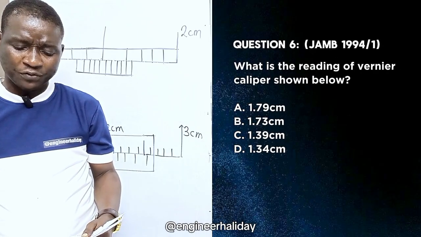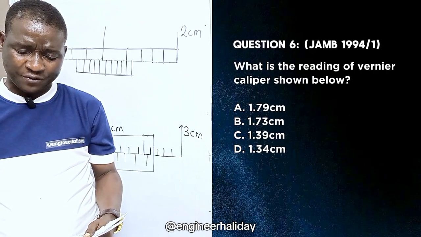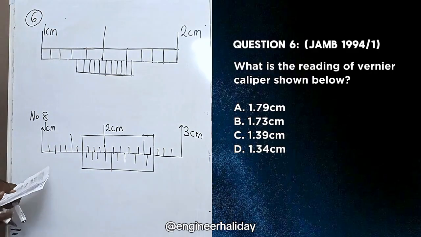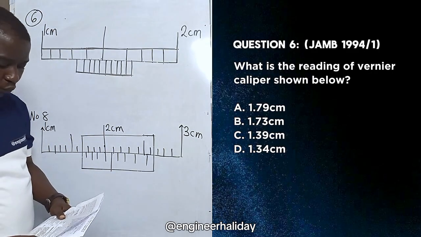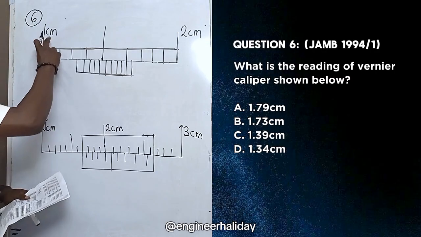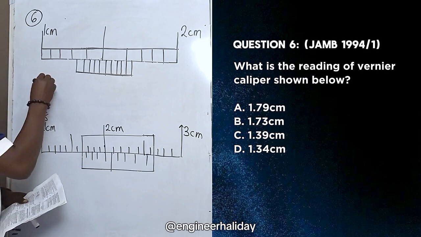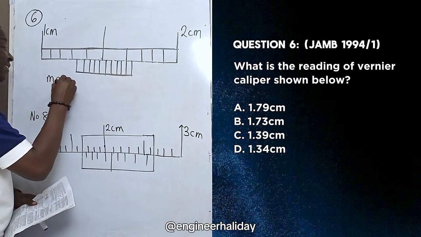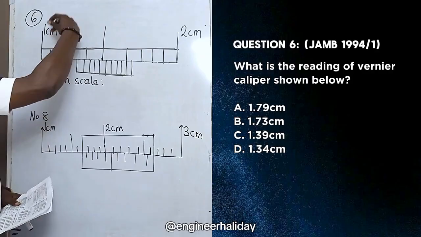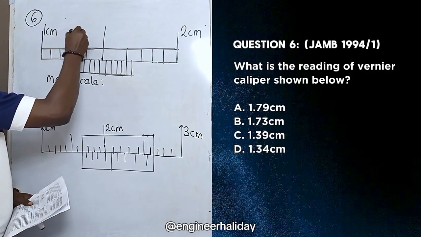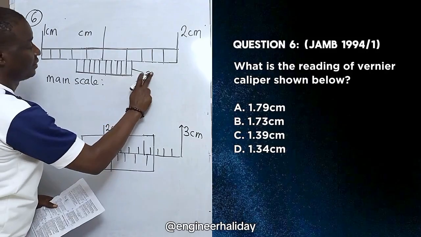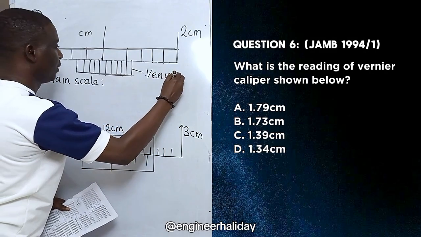Number 6. What is the reading of the vernier caliper shown below? This is the vernier caliper. Now, look at this question. It says the vernier caliper is drawn on the board like this. We need the main scale. The main scale is the upper one, in centimeter. The vernier scale is the lower one. This is the vernier scale.